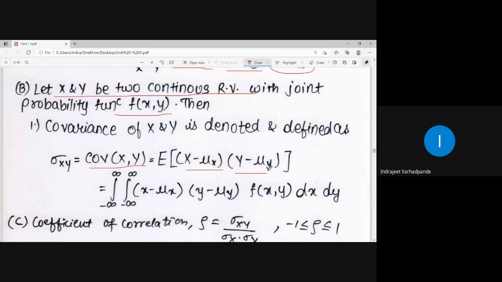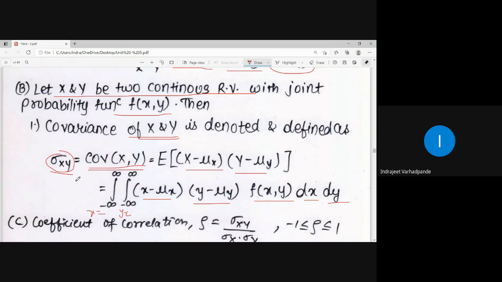But in a continuous random variable, the summation of the discrete random variable gets converted to an integral. So the integral from x equals minus infinity to infinity, y equals minus infinity to infinity, of (x minus mu x) into (y minus mu y) f of xy dx dy. I will have to calculate the integral with respect to x as well as with respect to y. So this was the covariance, which is an additional term to be calculated for a joint distribution or joint random variable x and y. That is denoted by sigma xy, which is the covariance of xy.